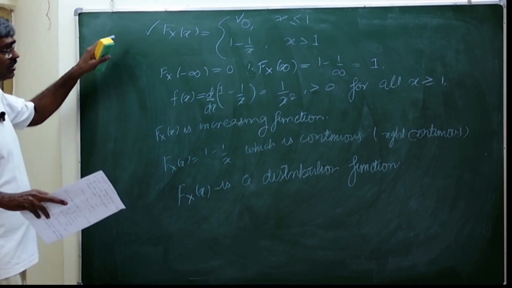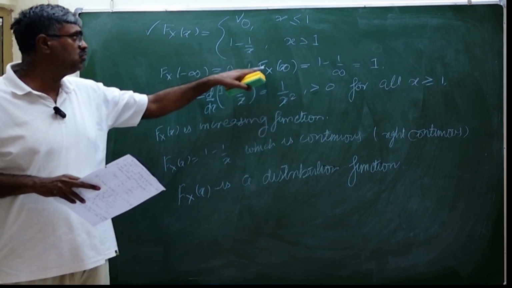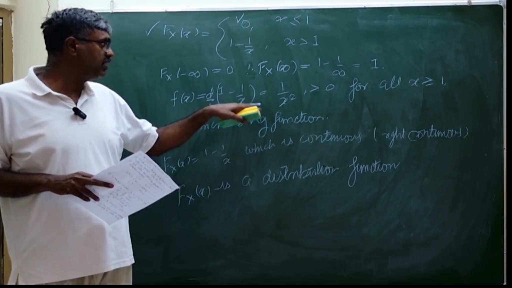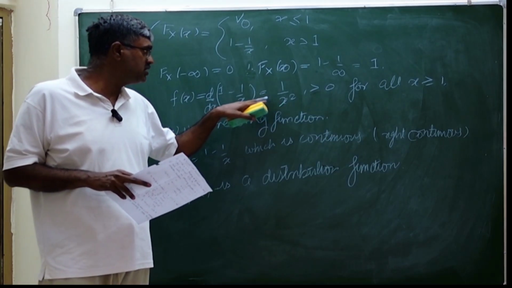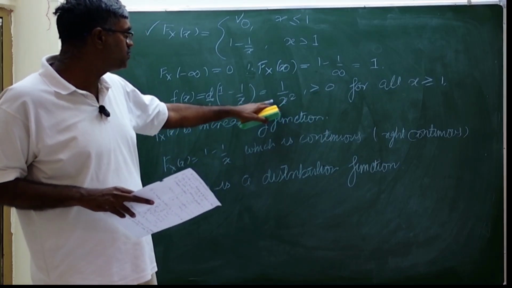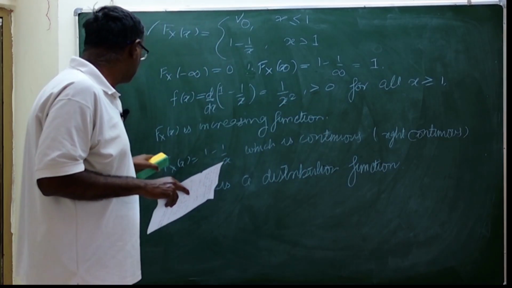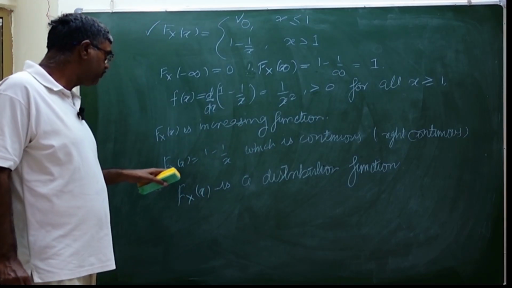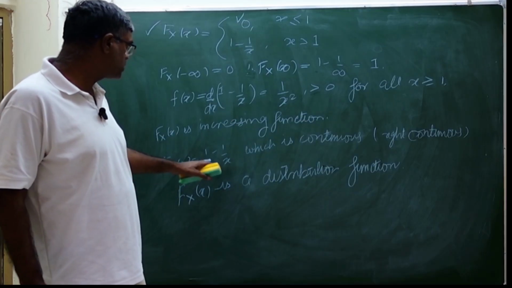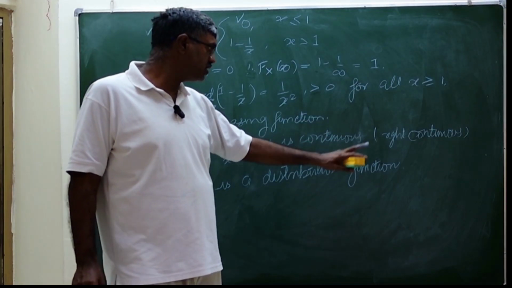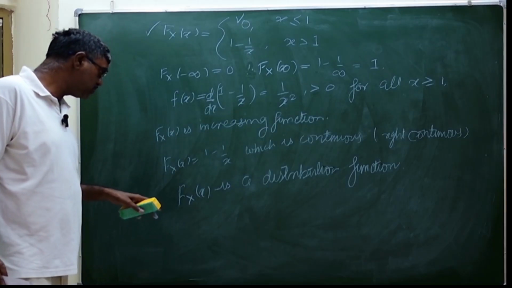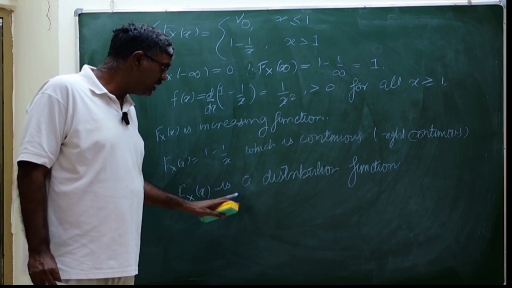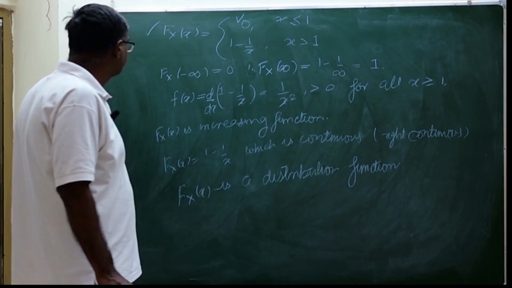Here we have seen whether this function at minus infinity is 0, f of x at plus infinity is 1, and the derivative of f x to check whether the function is increasing. We got that the derivative is positive for all x greater than 1, and f of x is an increasing function. Also f of x is a continuous function. In fact, it is right continuous as well. So we concluded that f of x is a distribution function.